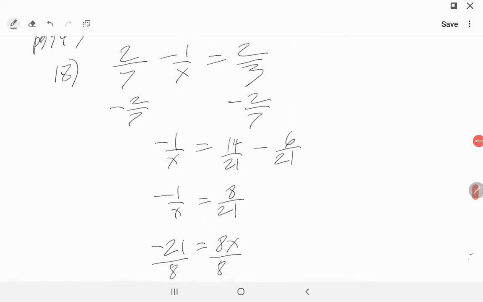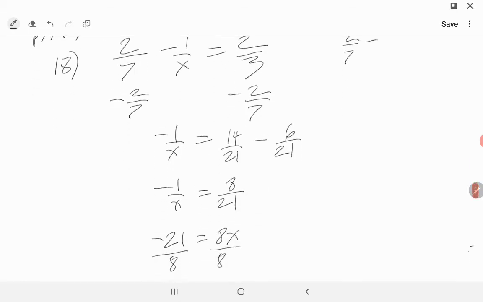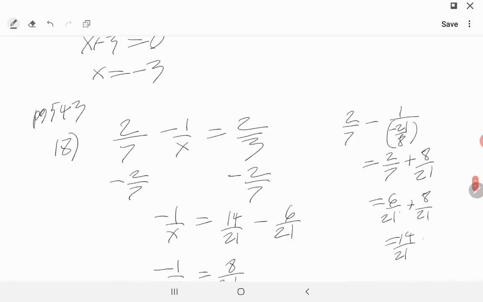So x equals negative 21/8 works out adequately. You should check your answer. You notice checking them is a little bit complicated. We'd have to write 2/7 minus 1 divided by negative 21/8 equals 2/7 plus 8/21 equals 6/21 plus 8/21 is 14/21 is 2/3. But should you check them? Yes. Will I be expecting you to check them? Only if the question on an exam specifically asks for it.